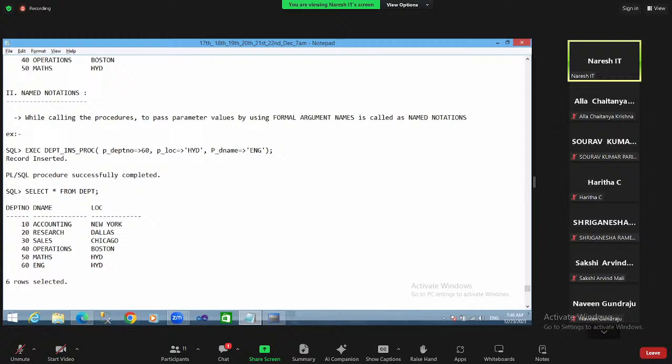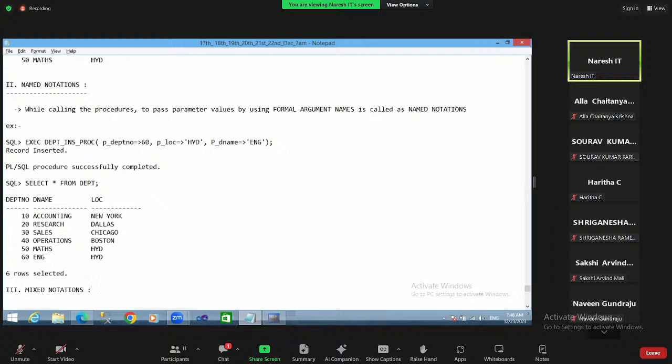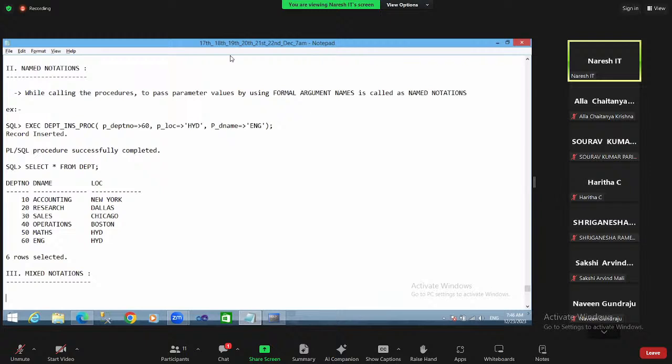Right, guys. Understand? The third one is mixed notations. Guys, if you're not understanding, please put it in the chat box. I can explain again. If you have any doubts, please put your doubts in the chat box. I can explain once again.